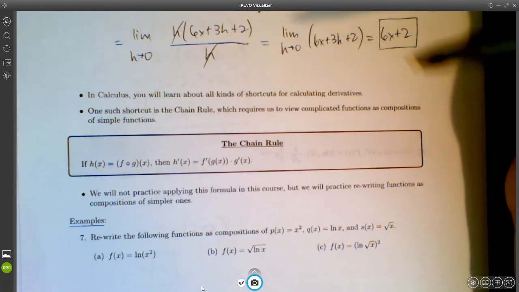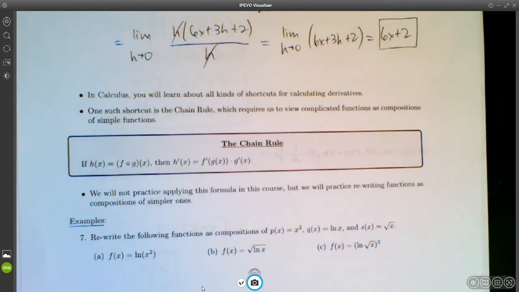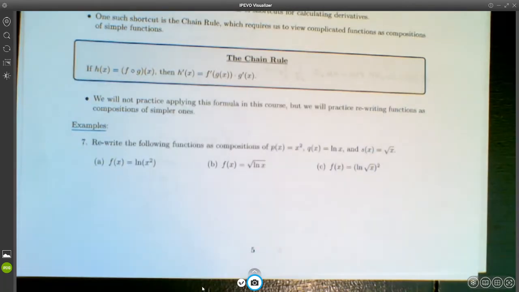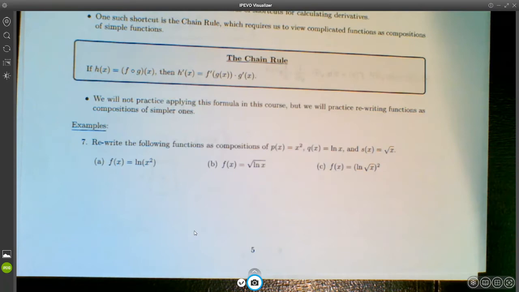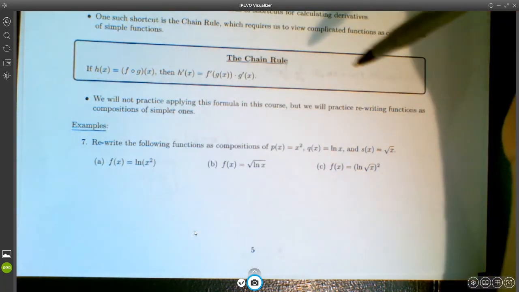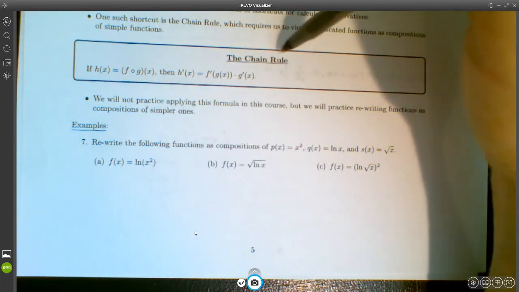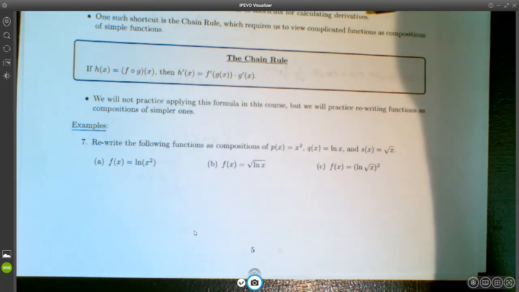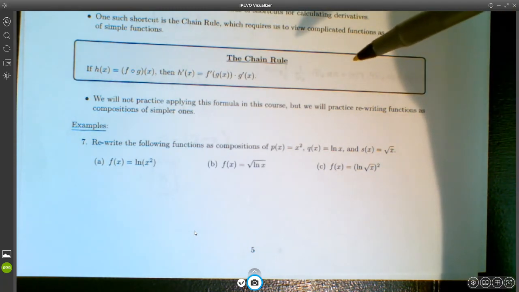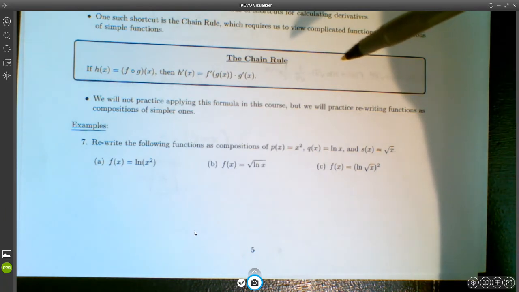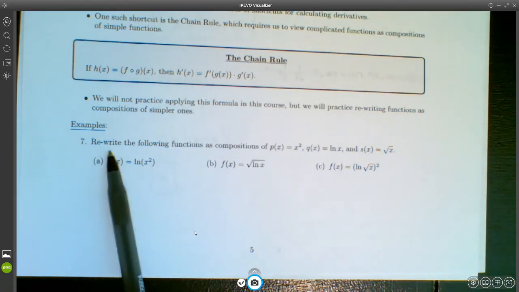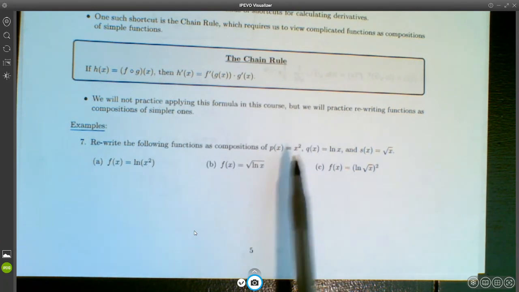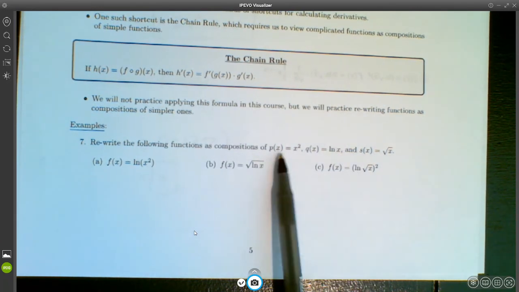Now, we're not going to practice applying the chain rule in this class. That's a calculus topic. So you're going to do that in calculus, right? You're going to do the chain rule so many times in calculus, right? So we're not going to practice applying the chain rule in this class, but what I do want to practice is trying to think of functions as compositions of simpler functions, okay? So for example, let's see if we can rewrite each of these functions in terms of these simpler functions, p, q, and s.